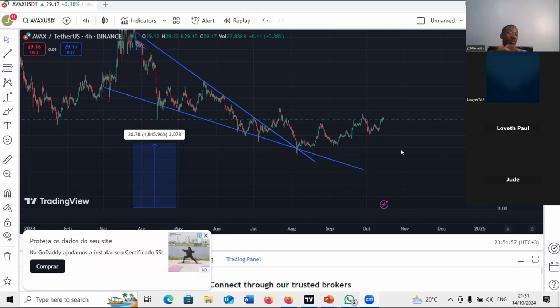But please note this. Higher time frames give the best structure. Higher time frames give the best structure. So if you want to get a good, reliable structure, use higher time frames.